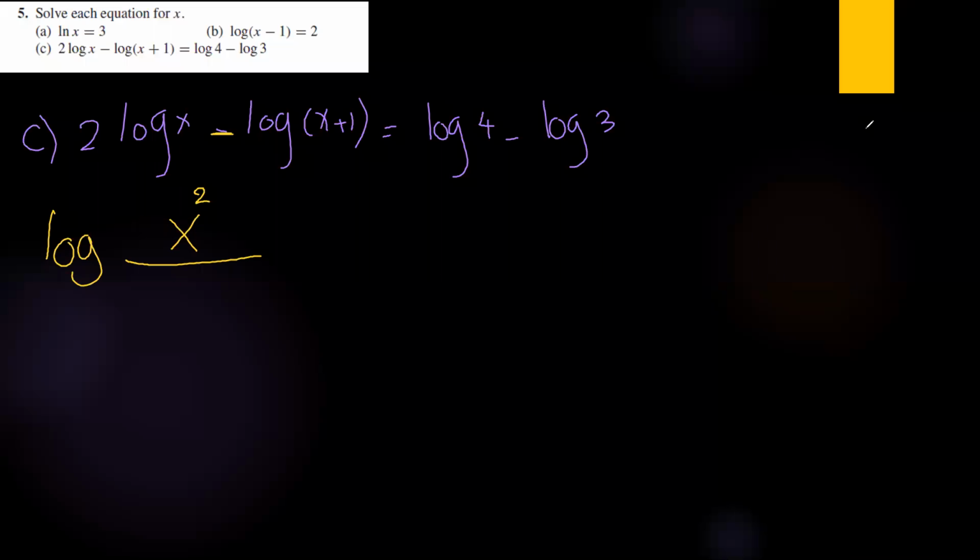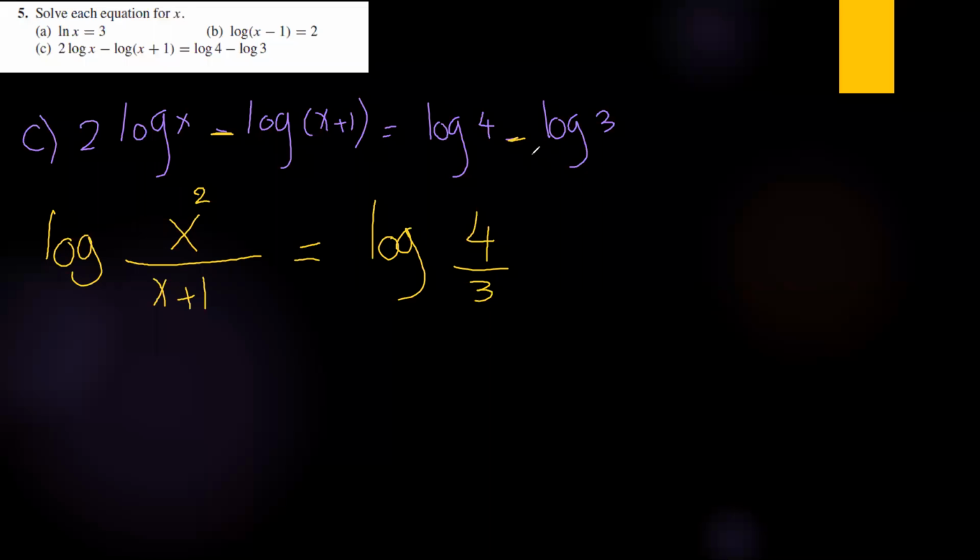Now, this x plus 1, I will write it here, equals logarithm of 4 minus logarithm of 3. So I will write logarithm here, and since we have a minus sign, it is 4 over 3. So here now, this is what we do. Do you have any question?